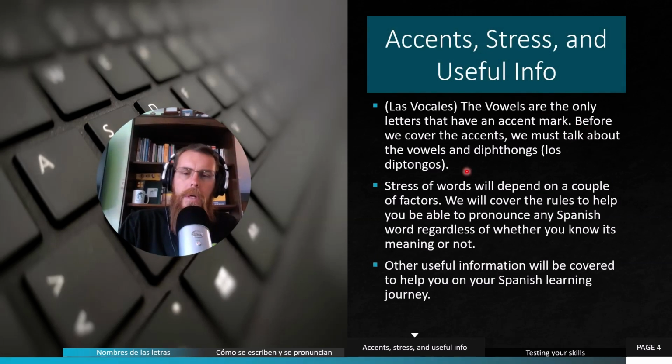Alright, so the vowels are the only letters besides the ñ that have an accent mark. And usually 99% of the time the accent mark starts on top of the vowel in the left lower corner and goes up to the right. There is one other accent mark which we will cover in the beginning of the useful information. The stress of the word will depend on a couple factors which we will see here.